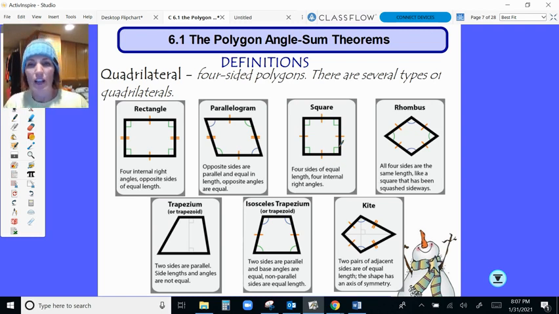A kite is like two isosceles triangles sitting butt to butt. So we have a little isosceles triangle here and a different isosceles triangle here. So they can't be the same. Otherwise, that would be a rhombus. Okay. So they're different sides congruent there.